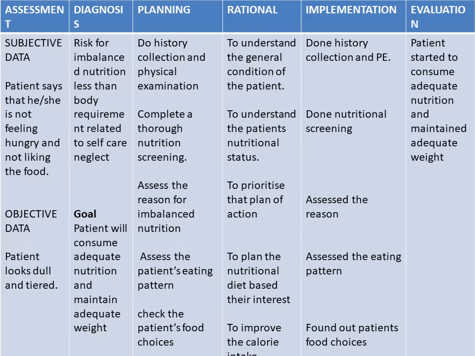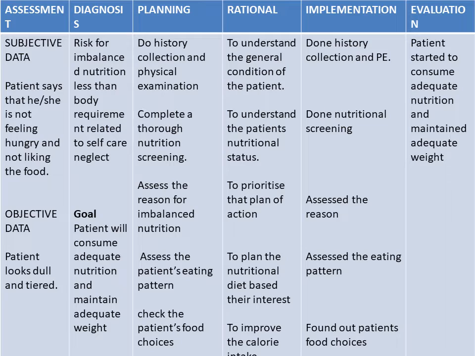So without thinking, the first planning is do history collection and physical examination. After planning, you have to write rationale, then implementation, and last evaluation. The rationale is to understand the general condition of the patient. Then in implementation, you can write done history collection and physical examination, meaning after completing that.